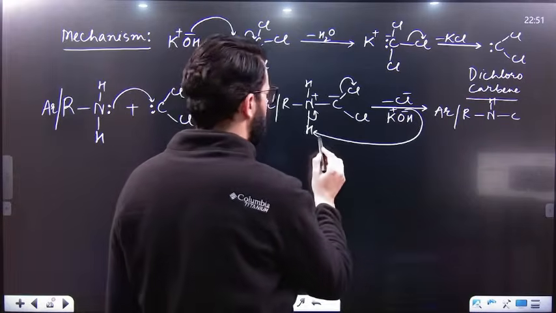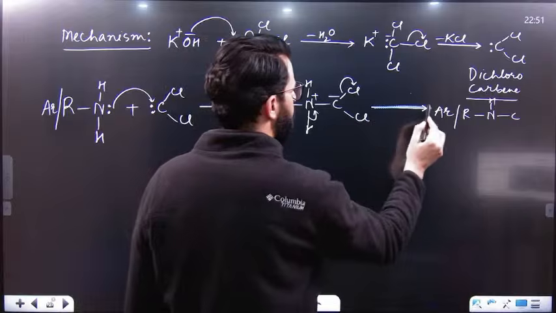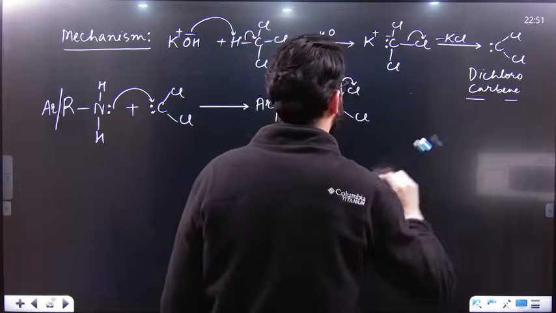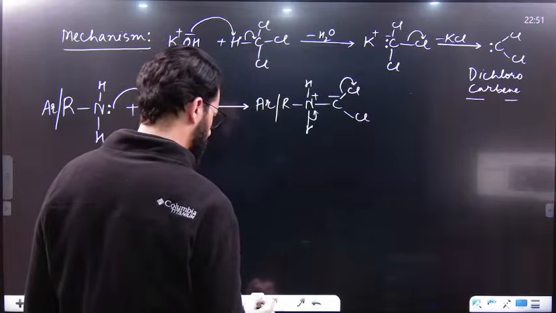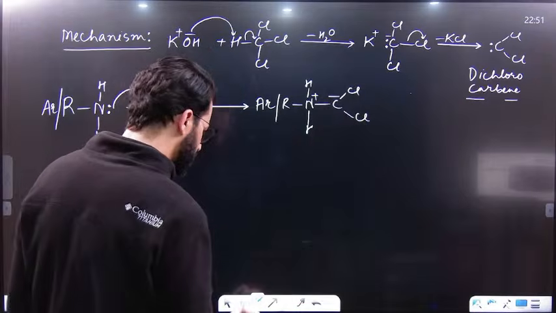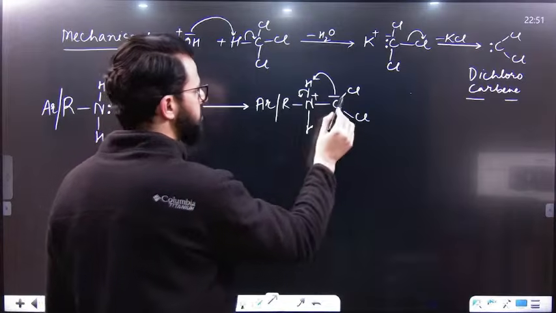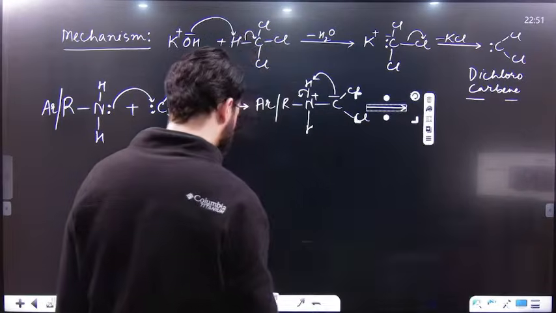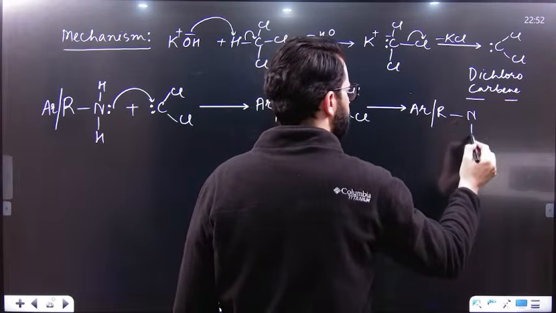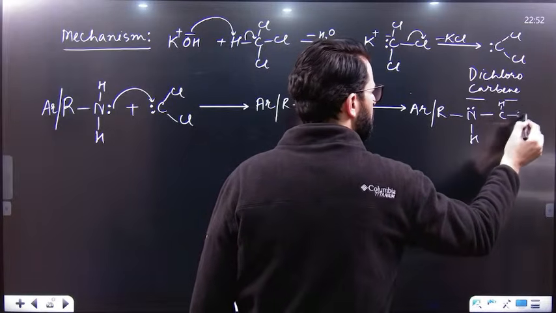Let me show like this. Have a look. First of all, let me show like this. This is a negatively charged species. This negative charge will abstract this H, and it will simply stabilize negative and positive both. So it will result in the formation of Ar, and then R, then it is NH with a lone pair, and this becomes CH, Cl and Cl.